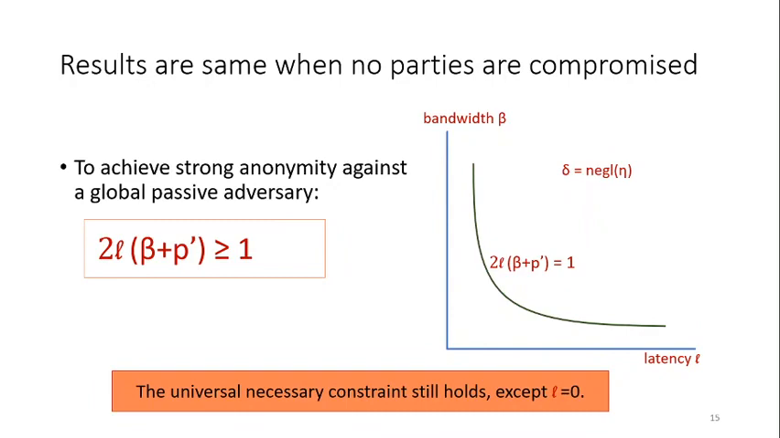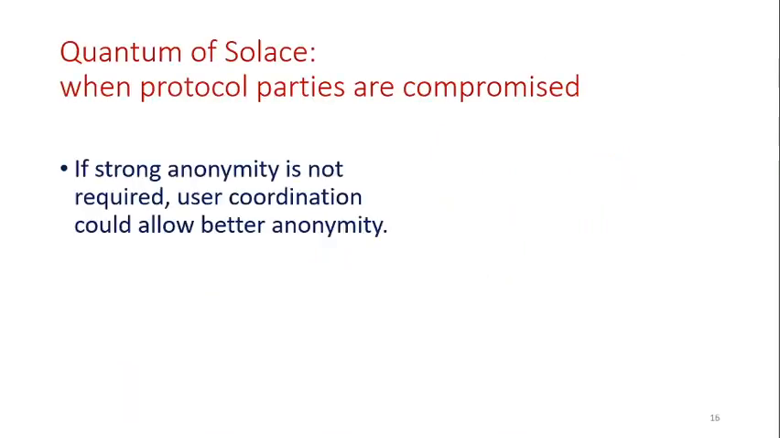But is that all we achieve through such fancy user coordination? Not really. We can do better when there are compromised nodes. In the presence of compromised nodes, the protocols with user coordination can do better than protocols without user coordination. For example, if you are not distinguishing between negligible and non-negligible, you are actually looking at the value of anonymity. In that case, definitely user coordination helps.